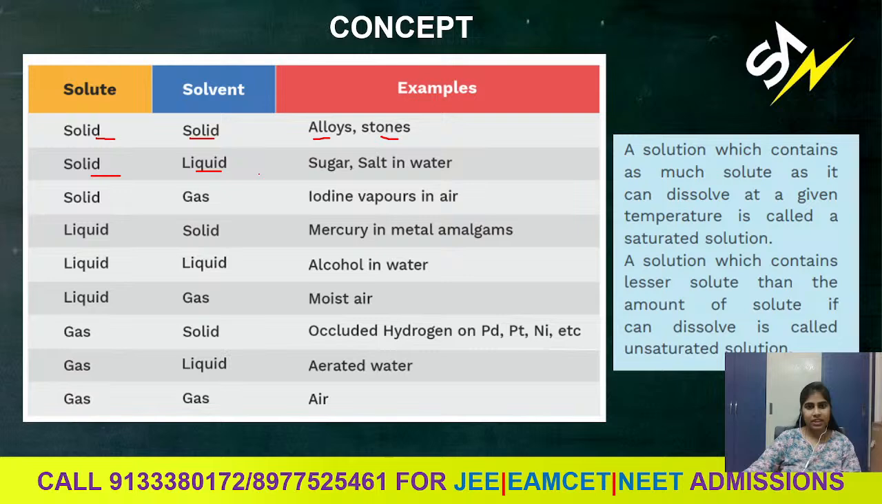And solid and liquid, if we mix solid with liquid, like sugar and water solutions. Next, solid and gas like iodine vapors in air. In air we have a number of gases. In this we take solid iodine that easily evaporates and mixes with the air, that is iodine vapors. That is a type of solid and gas solution. And next, liquid in solid, for example mercury in metal amalgams. Most of the metals react with mercury and form their respective amalgams. That is a type of liquid solid solution.